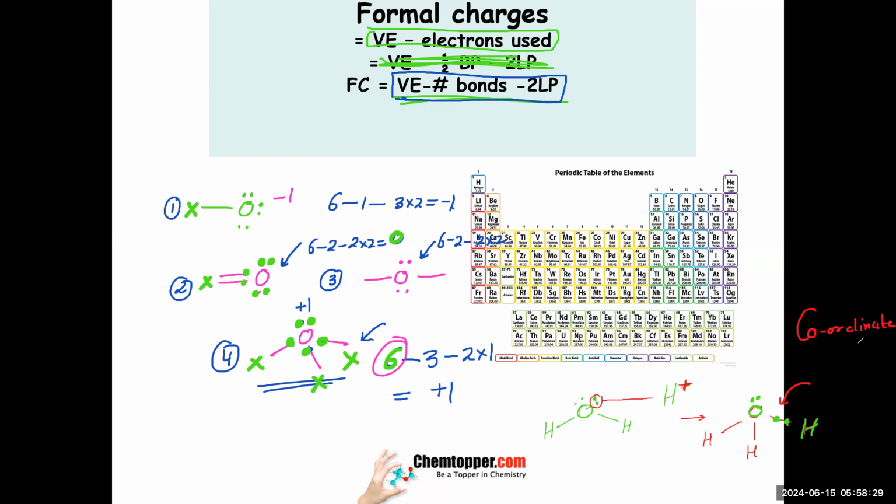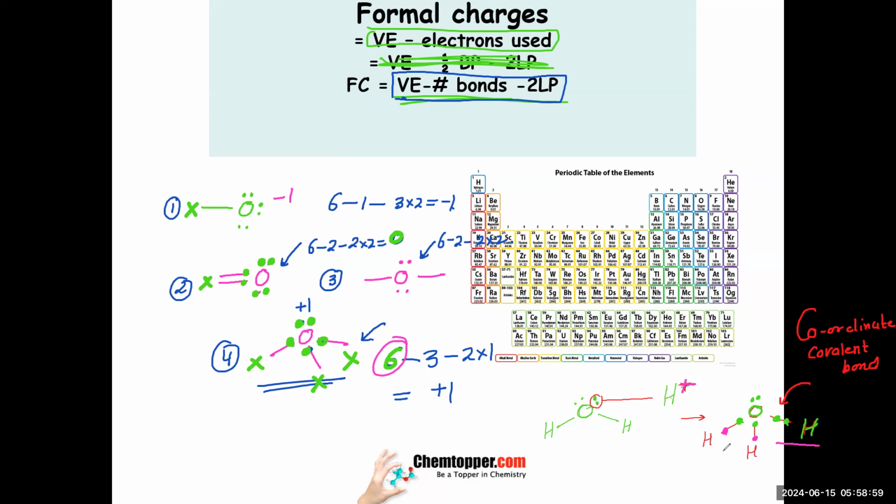Coordinate is different. Covalent bond: one electron was supposed to come from this hydrogen. Like here with the other hydrogen, one electron is from oxygen and one electron is from hydrogen. But in this hydrogen, the one which has come without electron density, both the electrons have come from oxygen.